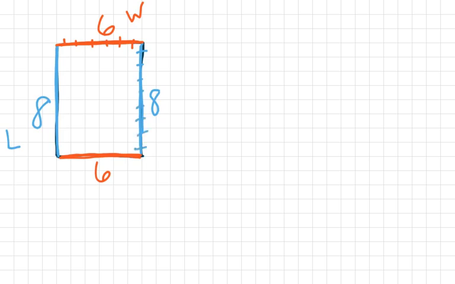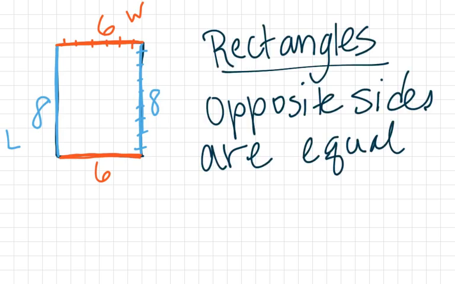One thing that might help would be to draw your rectangles on graph paper if you have it. If you don't, that's okay. We can still figure it out. But being able to count can actually help you verify and check your answer. So again, just to recap, in rectangles, opposite sides are equal.